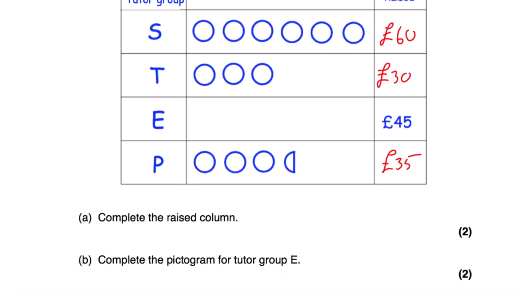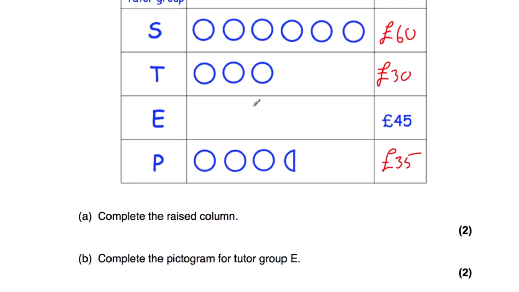And then part B says complete the pictogram for tutor group E, so we need to do the circles for tutor group E. So that's £45, so that's going to be 10, 20, 30, 40. Now we need £5, that's going to be half of a circle like so. So that's 10, 20, 30, 40, £45.